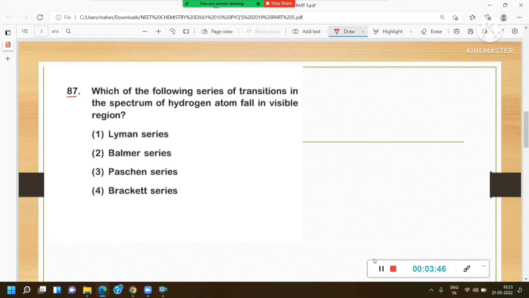Now let us discuss 87. Which of the following series of transitions in the spectrum of hydrogen falls under the visible region? Among the four transitions, which series falls under the visible region? Okay. This is a conceptual question.